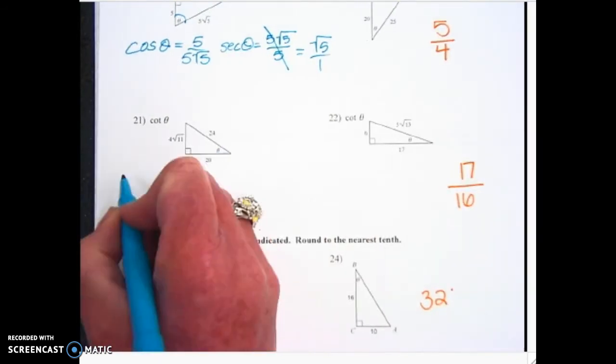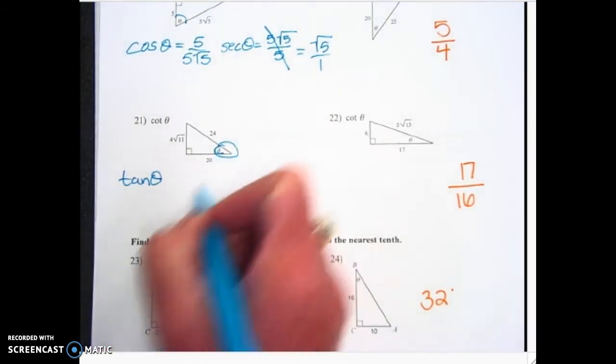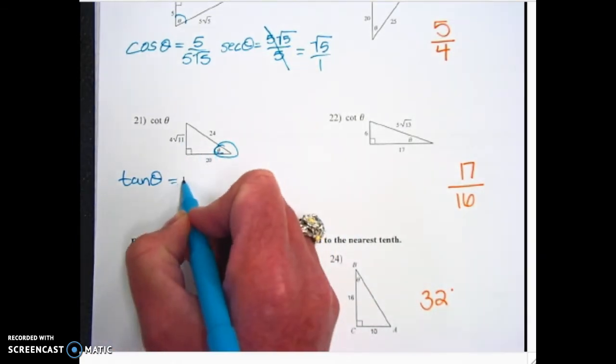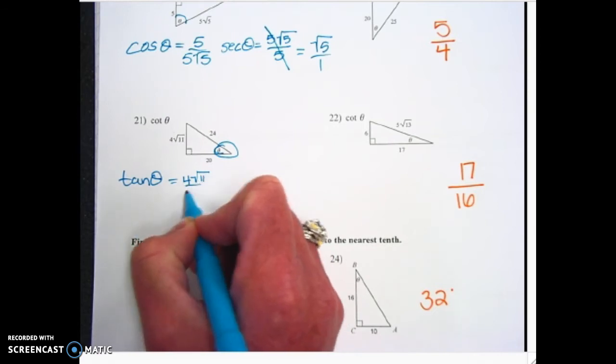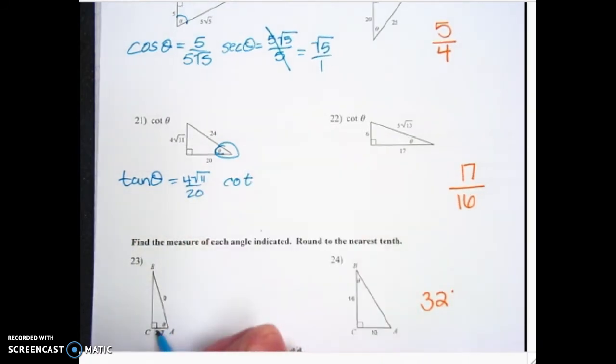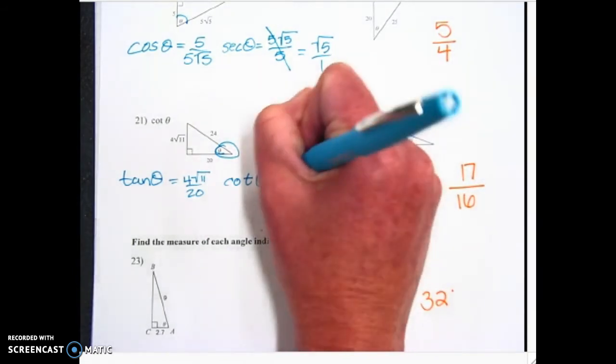Number 21, we're going to get the cotangent of theta. So first let's get the tangent of theta. So from this angle, you want opposite over adjacent. So 4 rad 11 over 20. Cotangent of theta, we're going to flip it, or take the reciprocal.